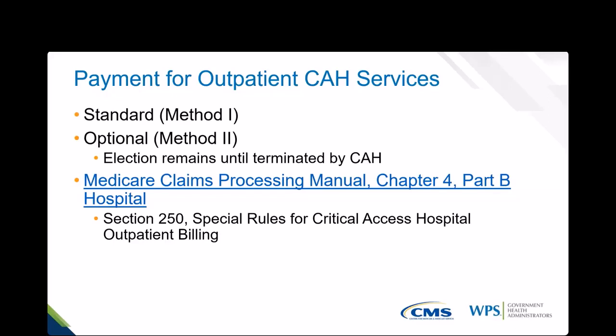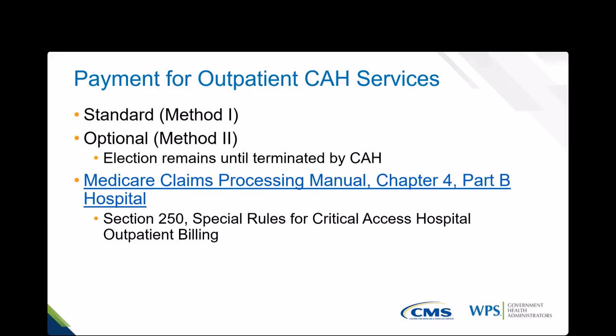You can read more about this in the Medicare Claims Processing Manual, which is Medicare Publication 100-4, Chapter 4, Section 250, and that's titled Special Rules for Critical Access Hospital Outpatient Billing. You can link to it from this slide when you download the PowerPoint if you're not familiar with how to get there.